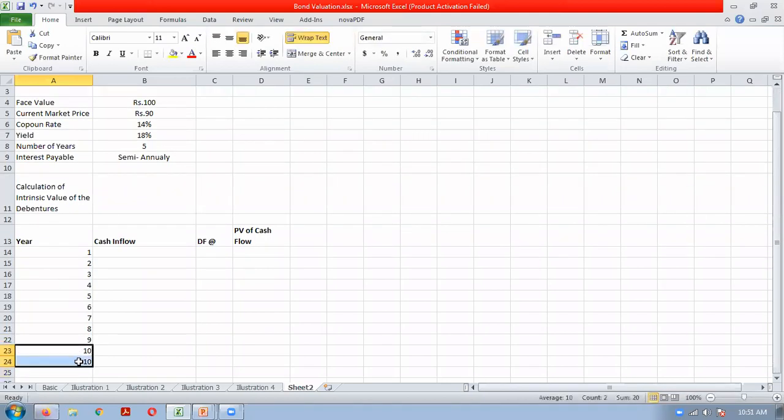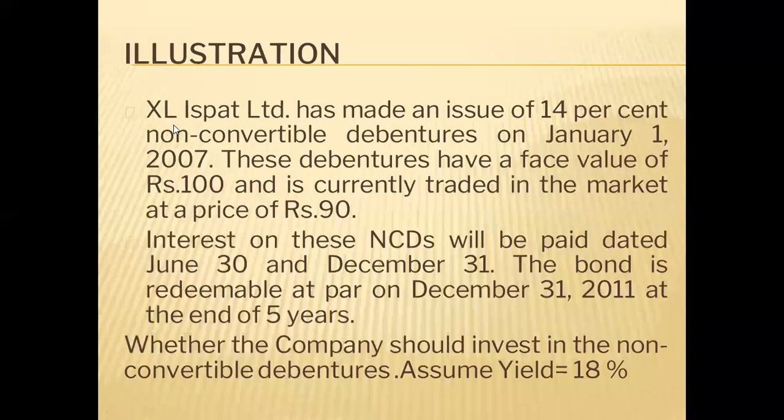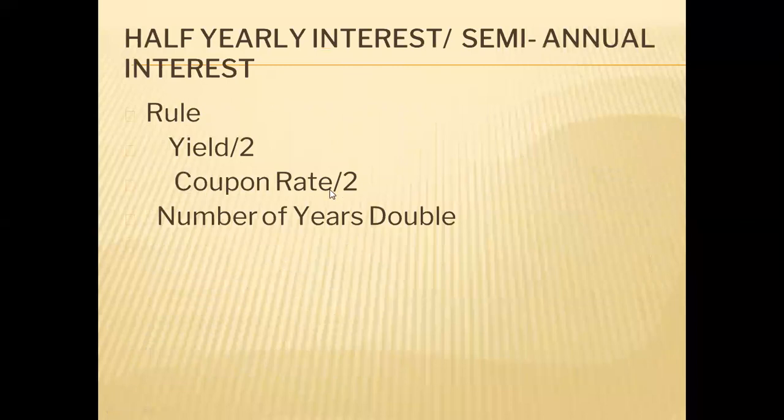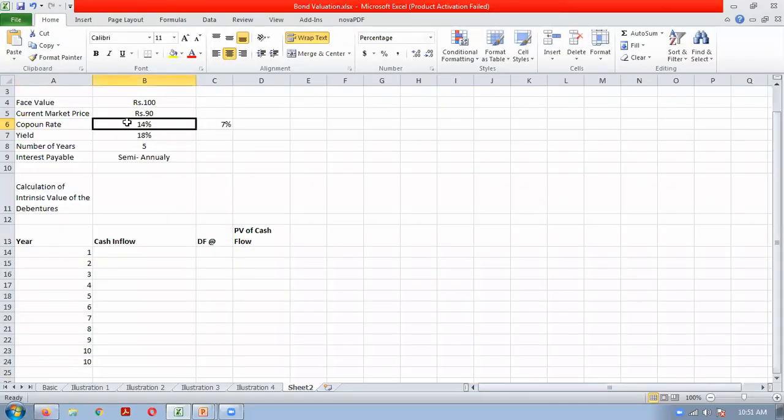You write 10 two times, because in the 10th year there will be 2 cash flows, which you already know. At the last year there will be 2 cash flows. Okay. Coupon rate is 14%, which means you should take it as 7% because it is semi-annual. So we have understood that the coupon rate should be divided by 2. The coupon rate given is 14%, so half will be 7%.